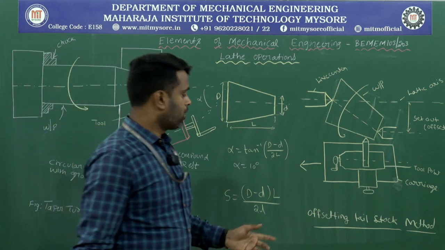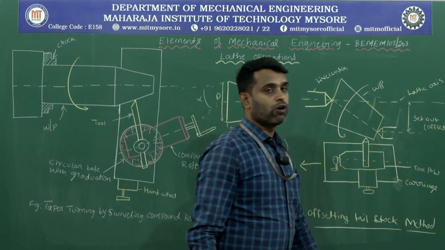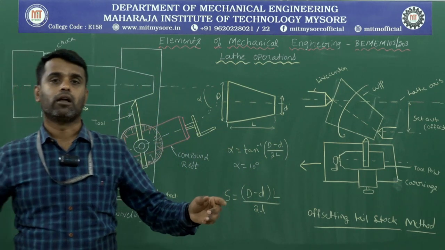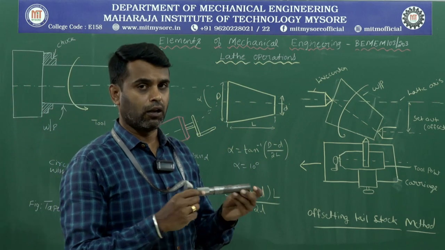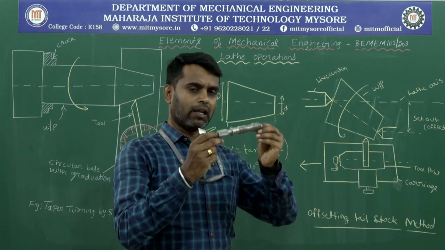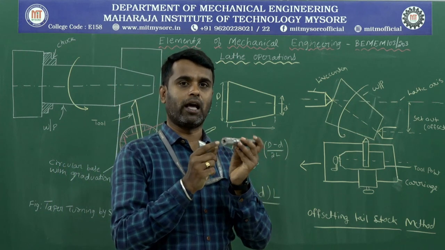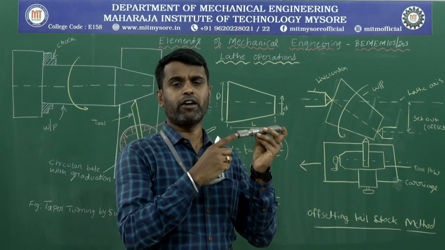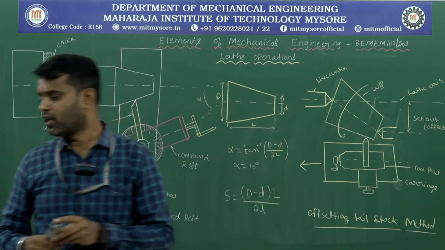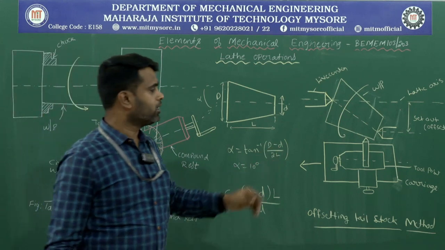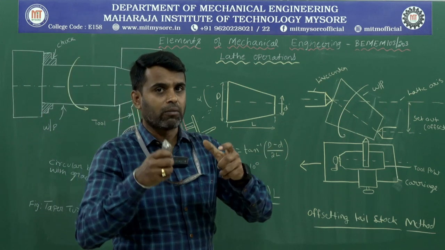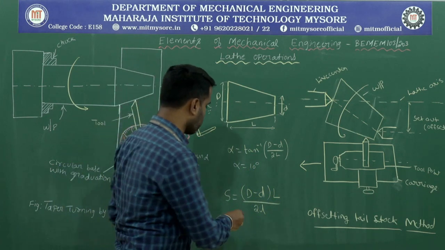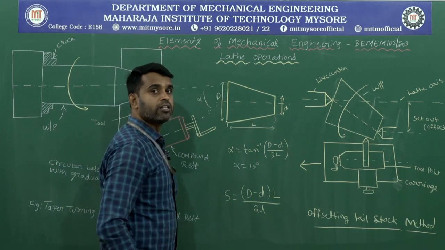The next method of taper turning is the offsetting the tailstock method. Normally in the lathe, the live center and dead center lie on the same axis, perfectly aligned with each other. But in the offsetting the tailstock method, the tailstock can be offset by some amount, that is S mm. S is nothing but the set over.